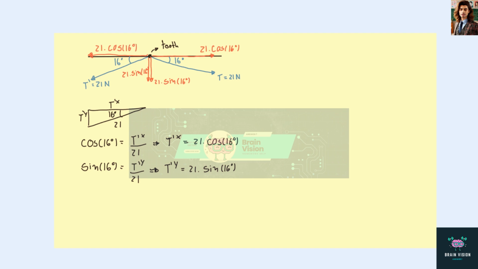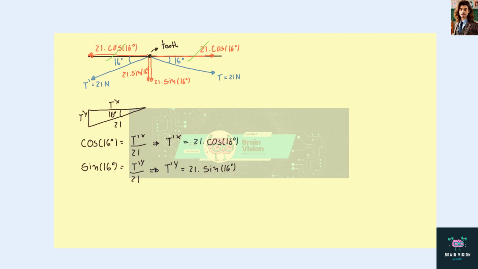Note that here on the horizontal axis we have two forces of equal magnitude pointing in opposite directions. Therefore, they cancel each other, so this force cancels this force. As a consequence, the resulting force is a vertical force with a magnitude that is given by 2 times 21 times the sine of 16 degrees.